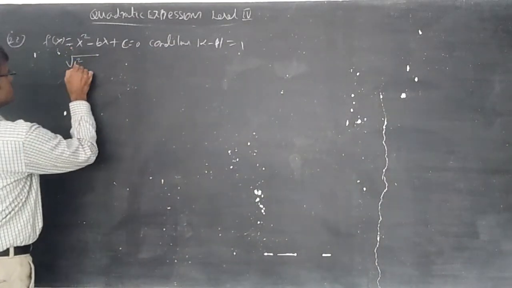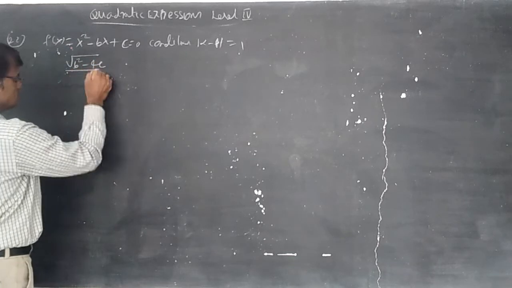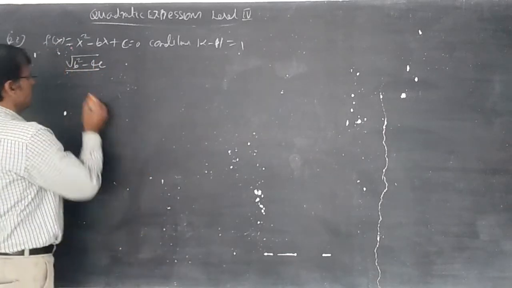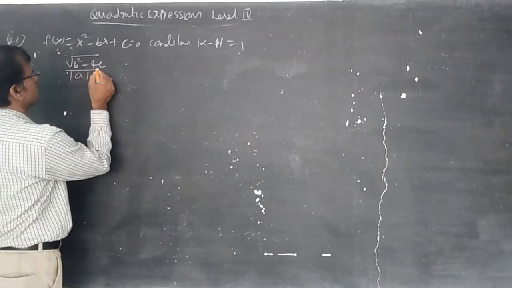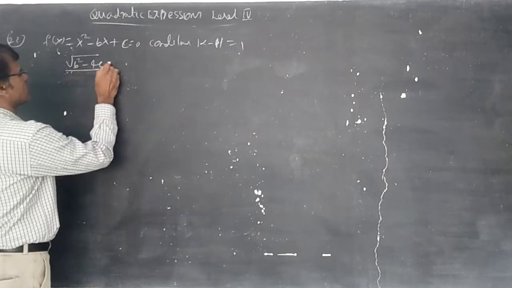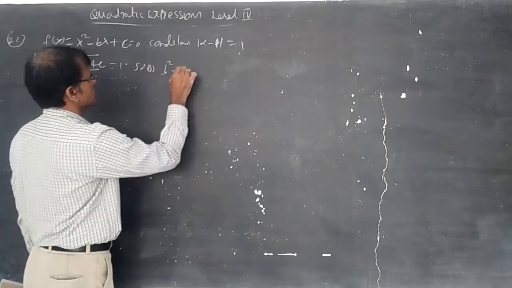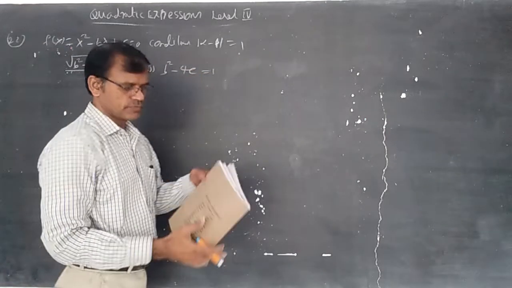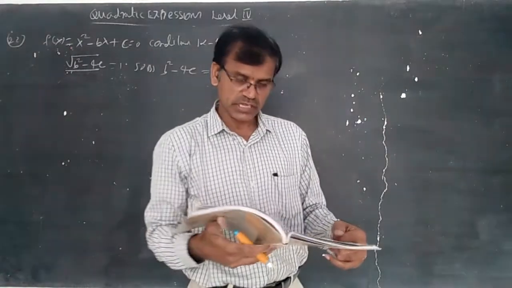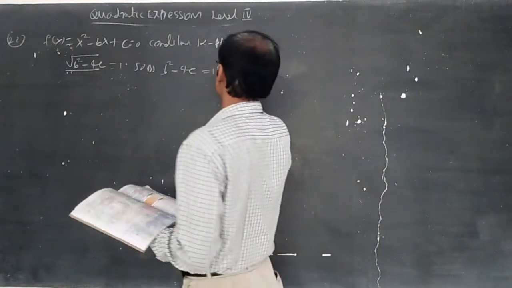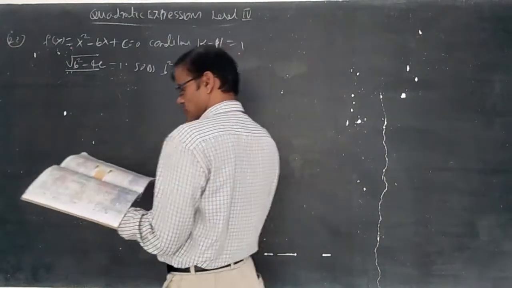So using the formula, root delta by mod a, that is b square minus 4c by mod a, we directly get 1. By squaring both sides, you can write b square minus 4c is equal to 1. Yes, it is exactly right. True. So statement 1 is true.